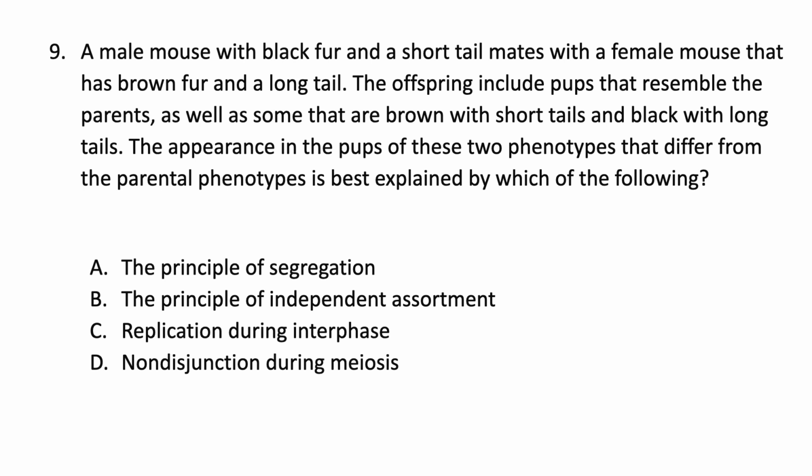Number 9, a male mouse with black fur and a short tail mates with a female mouse that has brown fur and a long tail. The offspring includes pups that resemble the parents, as well as some that are brown with short tails and black with long tails. The appearance of the pups of these two phenotypes that differ from the parental phenotypes is best explained by which of the following?